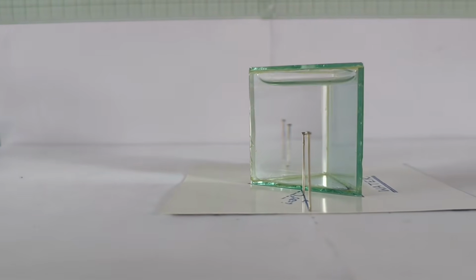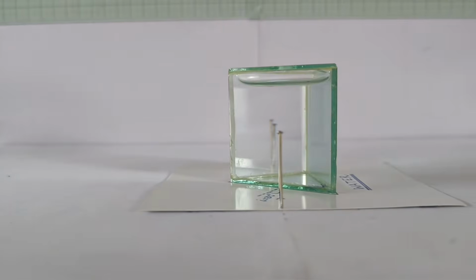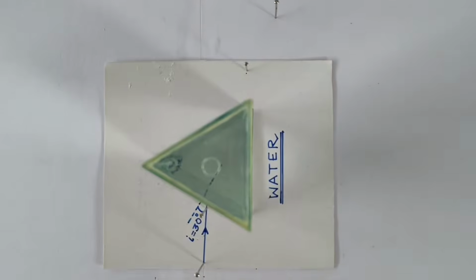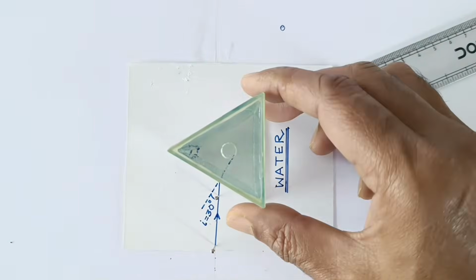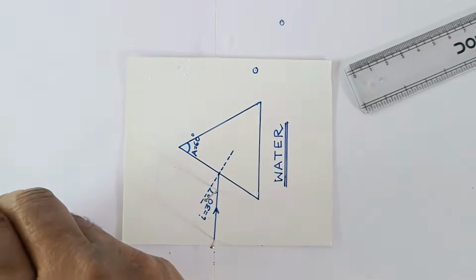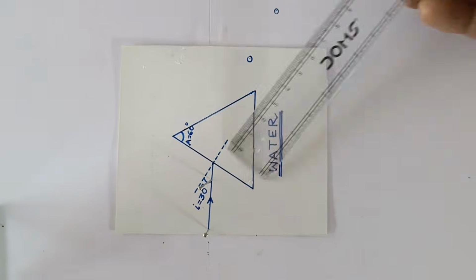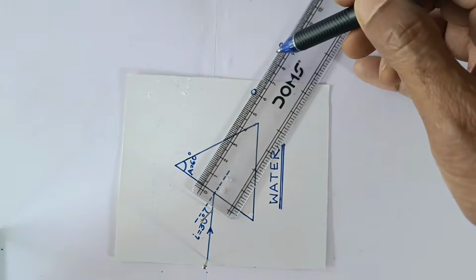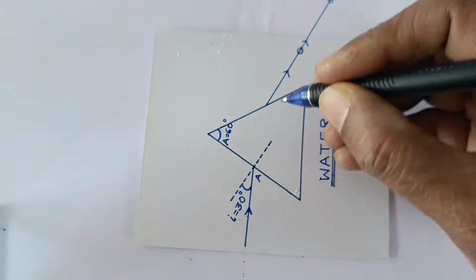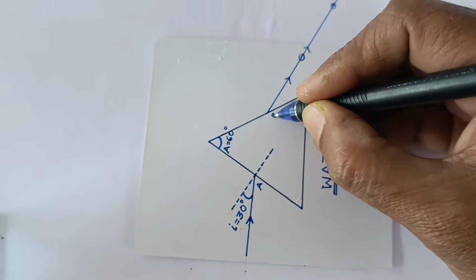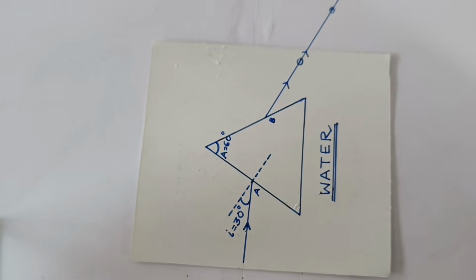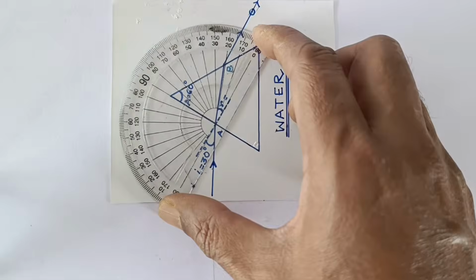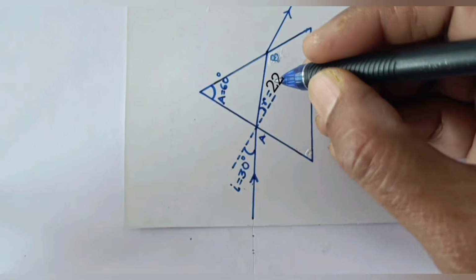So the two pins and the images of the pins on the incident ray all must appear to be in a single straight line. Now students, we need to remove the pins and encircle the points, and then removing the prism we need to join those dots. This will actually represent the emergent ray. And the refracted ray can also be traced by joining points A and B. Corresponding to the angle of incidence of 30 degree, the angle of refraction is obtained to be 22 degree.